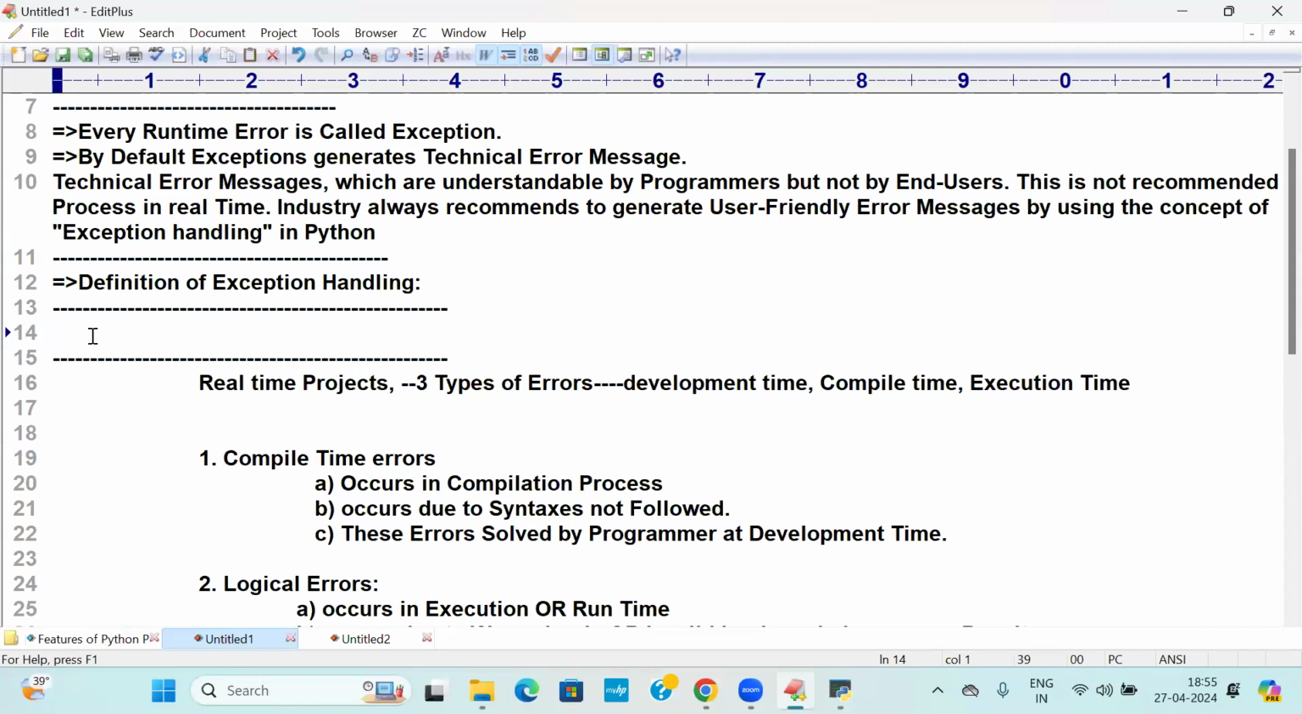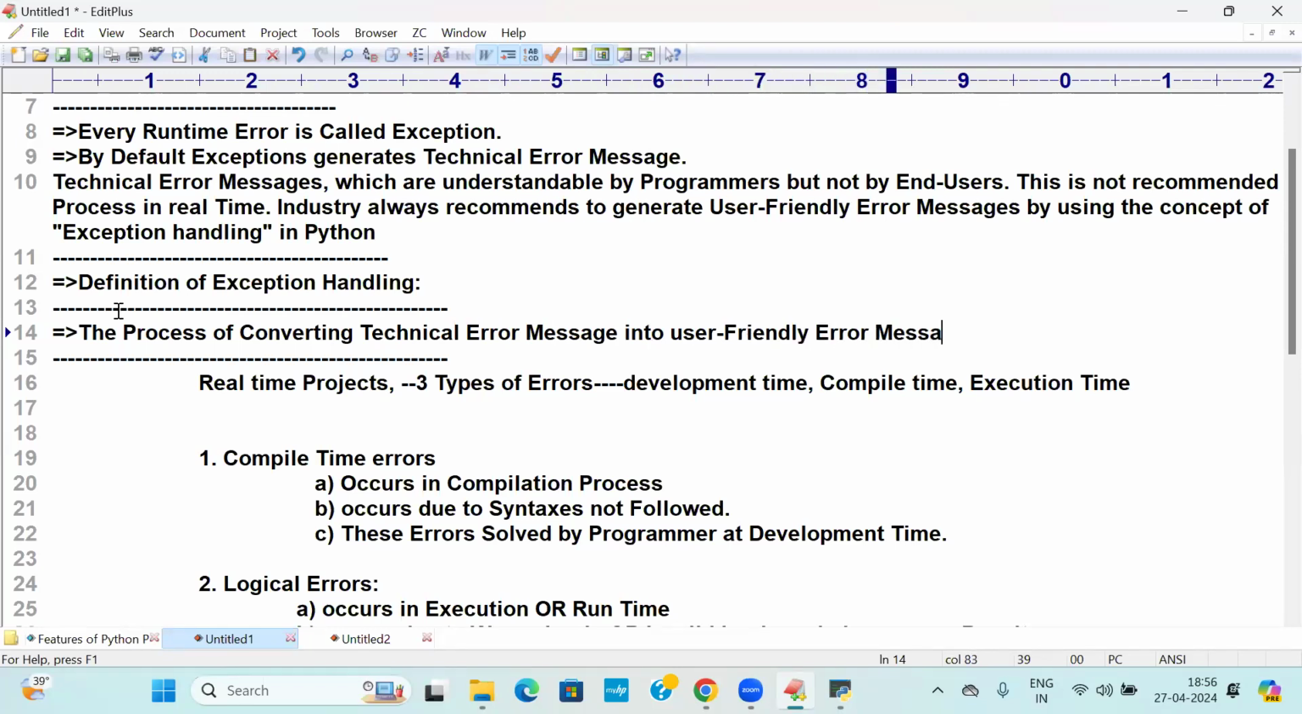Getting or not? So now coming to that, I'll show you an example also. Don't worry about it. Exception handling: the process of converting technical error messages into user-friendly error messages is called exception handling. I hope you are following this.